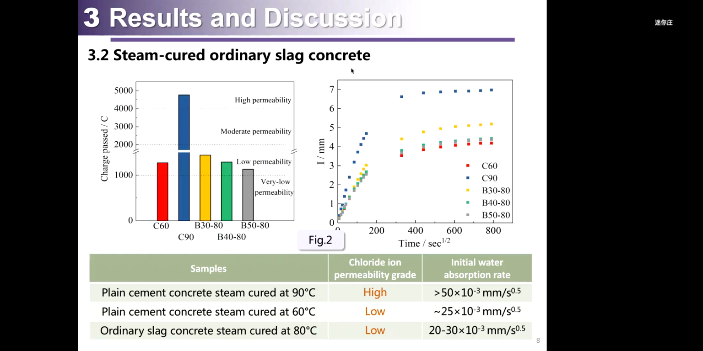The initial water absorption rates of the ordinary slag concrete decrease with the increase of ordinary slag content. It is worth noting that the effect of ordinary slag on the transport properties and durabilities of concrete cannot be reflected in the chloride ion penetration grade, but can be reflected in the initial water absorption rates.